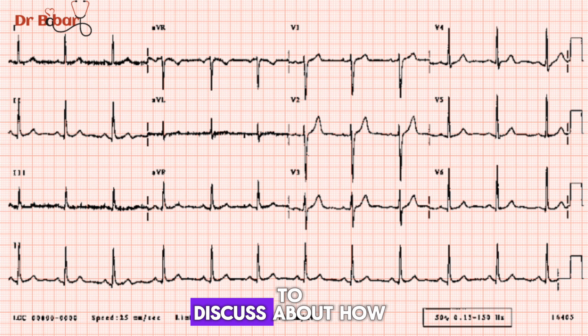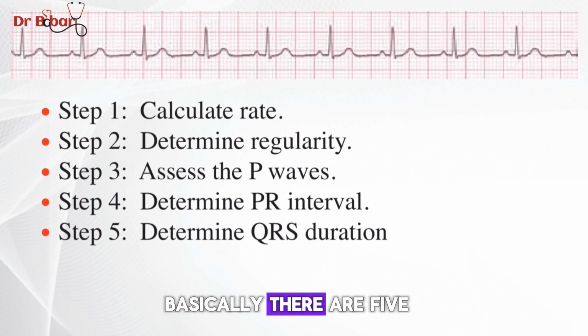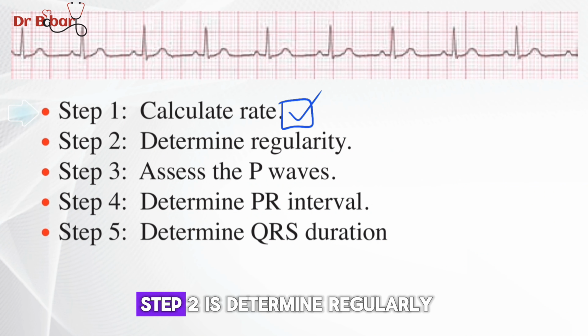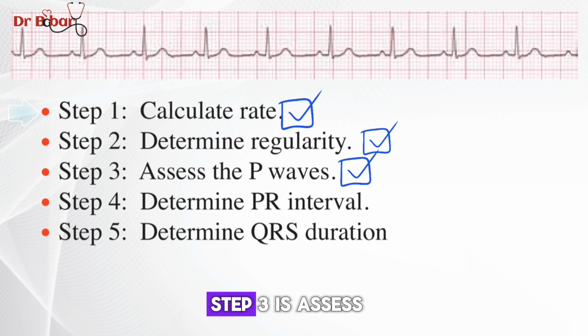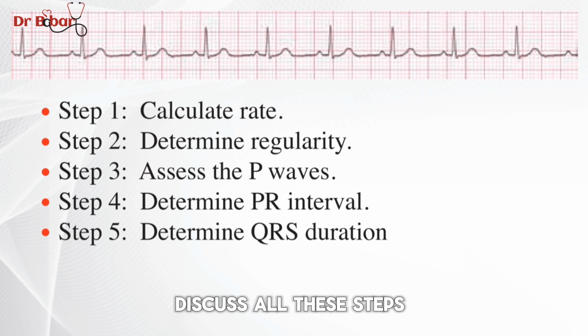Today we are going to discuss how to read an ECG. Basically there are 5 steps to read any ECG. Step 1 is calculate the rate, step 2 is determine regularity, step 3 is assess the P wave, step 4 is determine the PR interval, step 5 is determine the QRS complex. So in today's video we are going to discuss all these steps one by one.